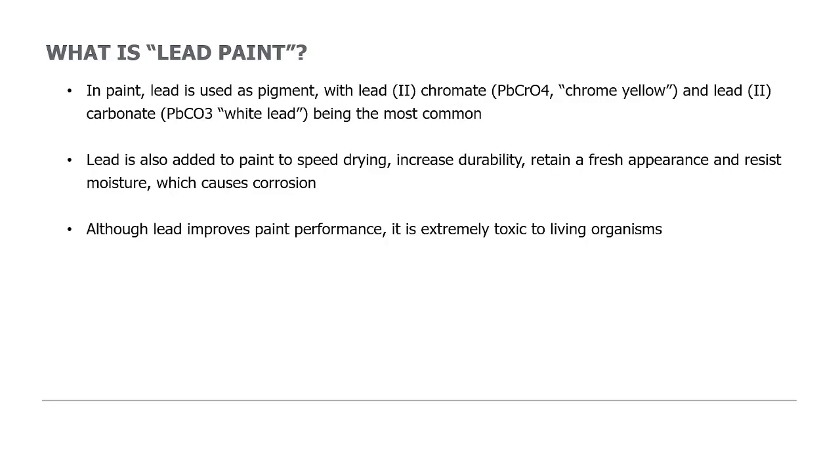So what is lead paint? In paint, lead is used as a pigment with lead chromate. This is chrome yellow. And then also white lead. Those are the most common of the lead-based paint pigments. Lead is also added to paint for speed drying. This also increases durability, and it retains a fresh appearance and resists moisture, which prevents corrosion. Although lead improves the paint's performance, it is still extremely toxic to living organisms.